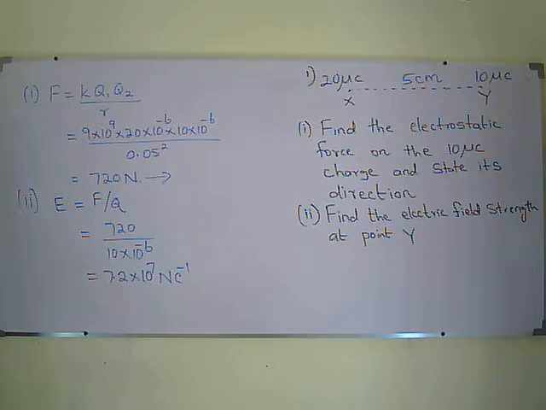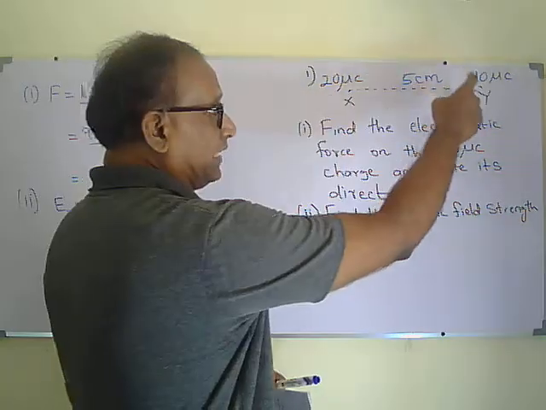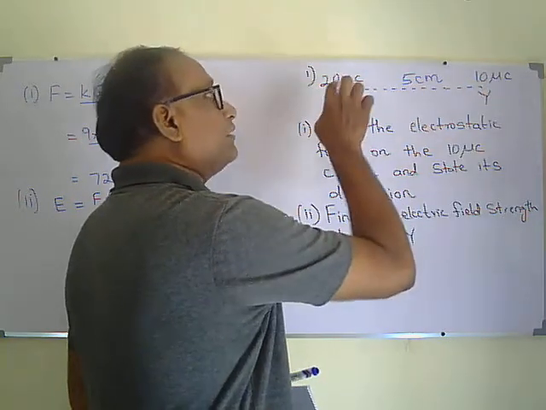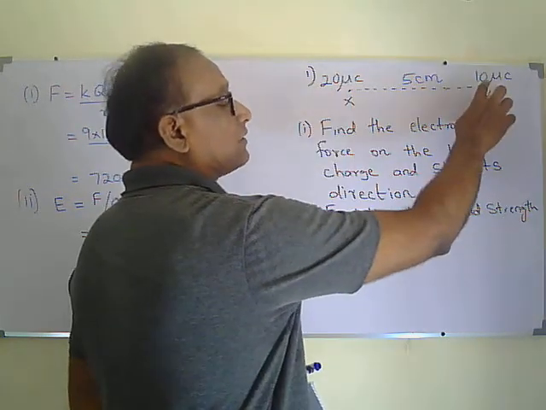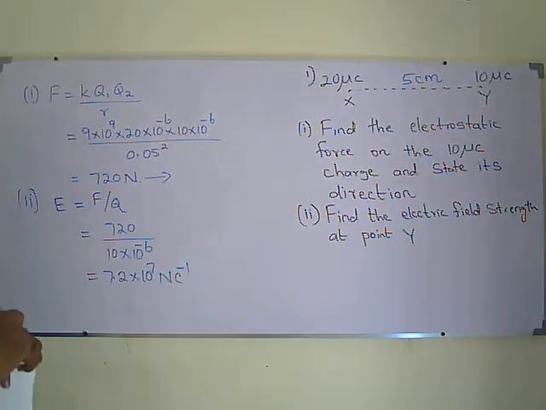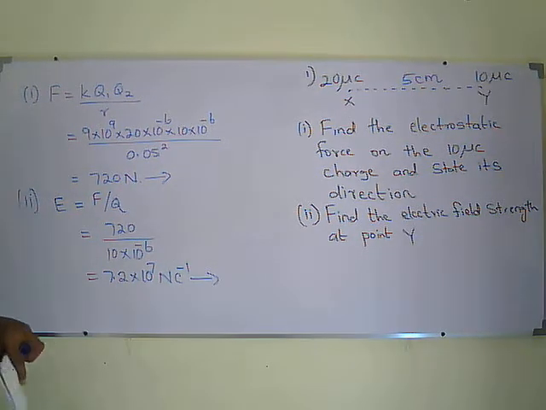And what will be the direction of the electric field strength? Imagine a positive test charge kept here. It will be repelled by the 20 microcoulomb charge. So the direction of the electric field strength is also away from X.